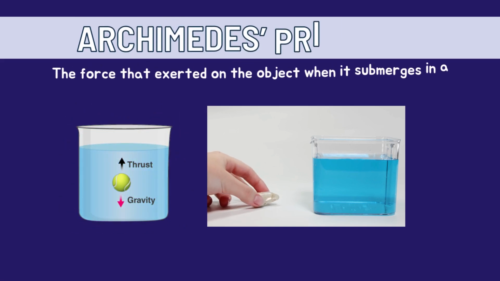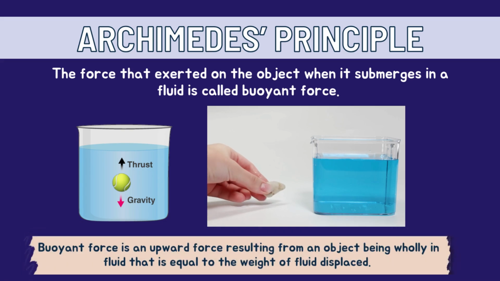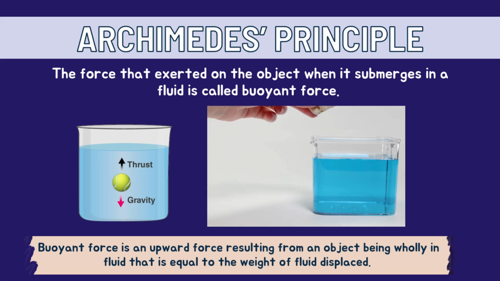The force exerted on an object when it is submerged in a fluid is called the buoyant force. Buoyant force is an upward force acting on an object immersed in a fluid. According to Archimedes' principle, the buoyant force is equal to the weight of the fluid displaced by the object. This upward force explains why objects feel lighter when placed in water.